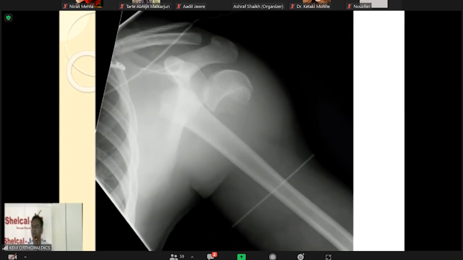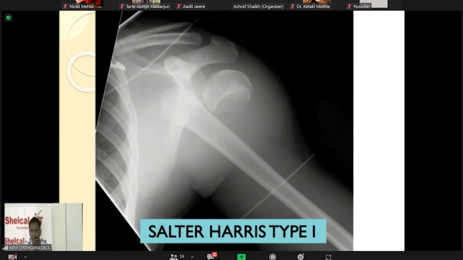X-ray of the shoulder of a skeletally immature child, showing type 1 Salter-Harris or physeal separation. Very good. Correct. So this is exactly a type 1 Salter-Harris type of fracture.